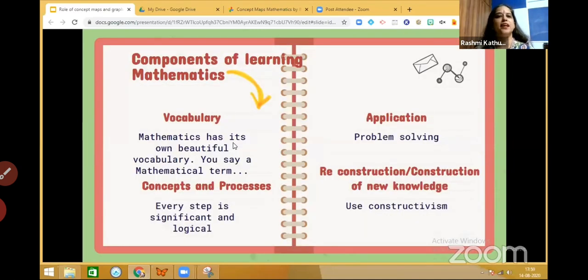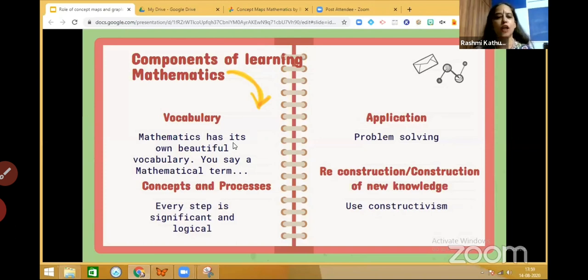My dear friends, when we talk about the components of learning mathematics, we narrow that down to four basic components up to school stages. First one is vocabulary. Mathematics has its own beautiful vocabulary. You say any term, you are able to get a picture of that term in your mind. And the child wants to think or explore in a deeper sense when it comes to the vocabulary part.